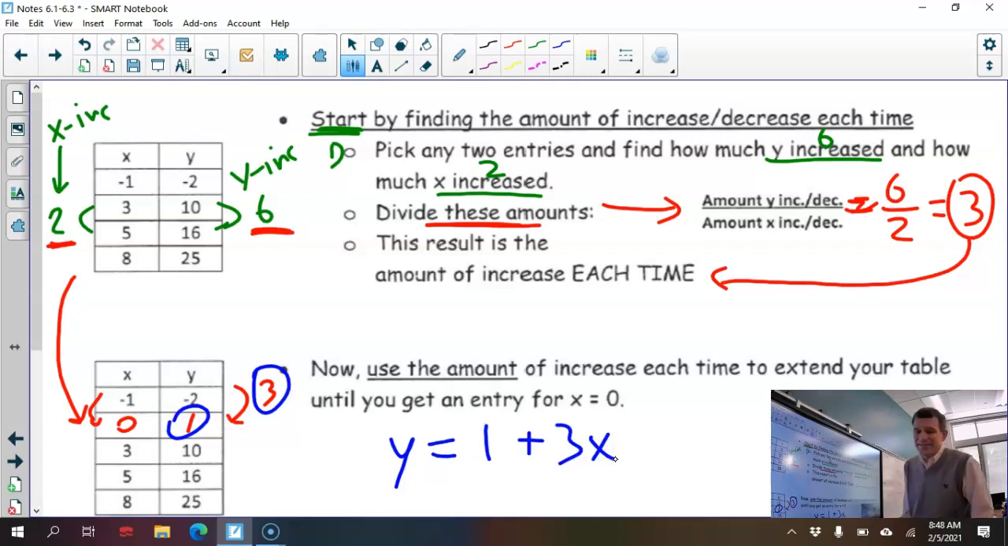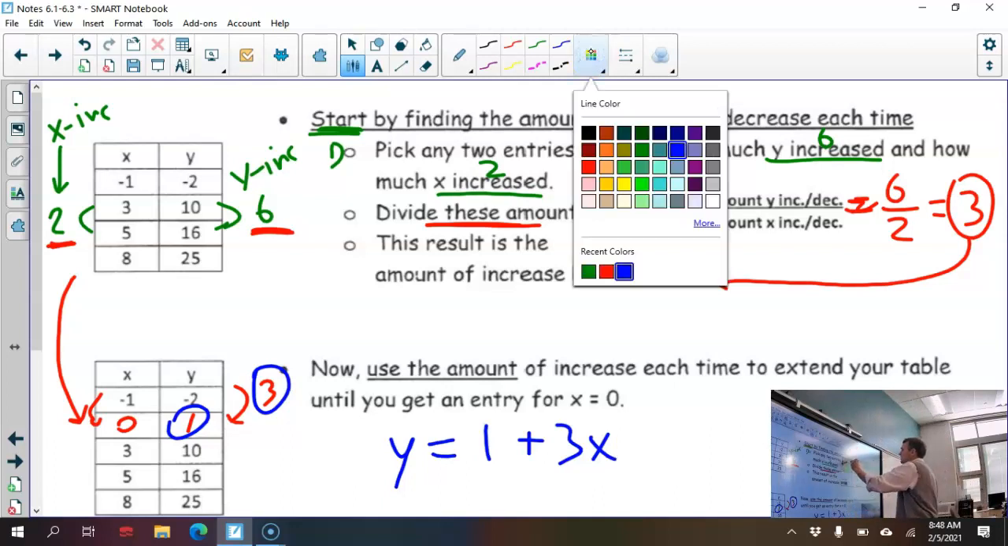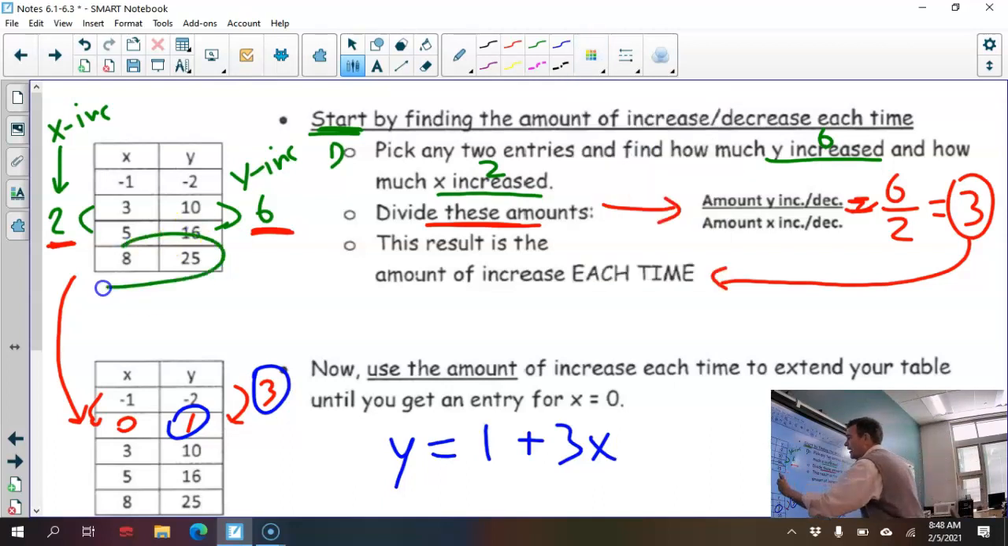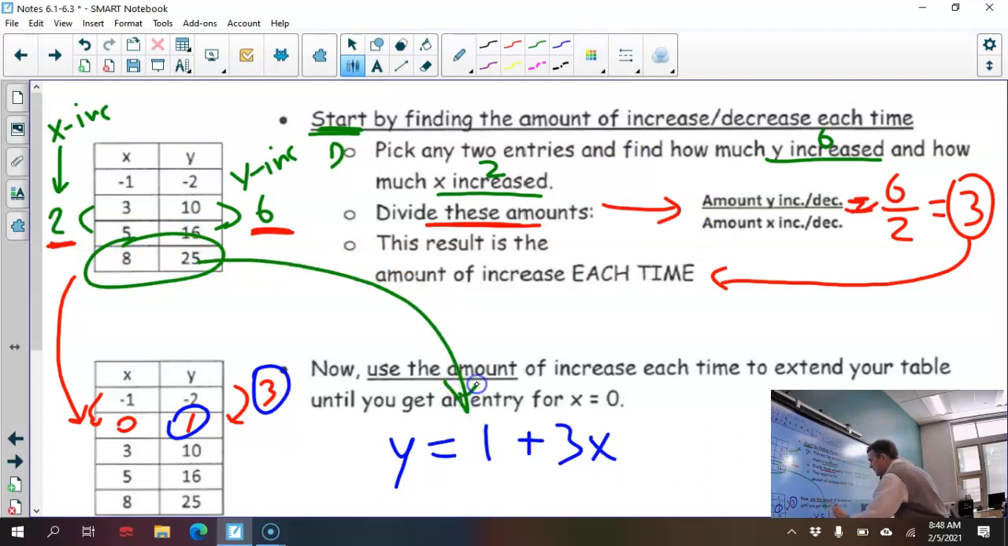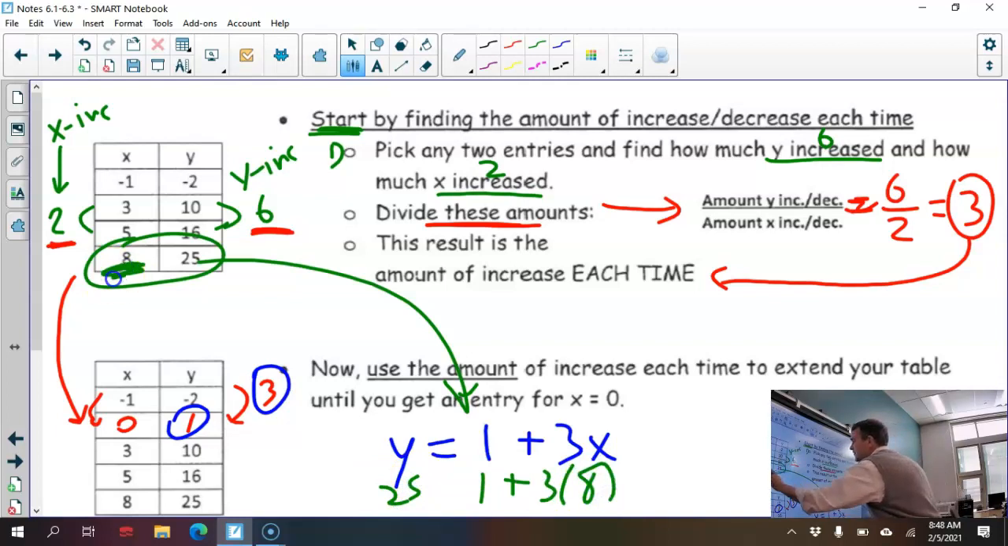And the last thing on this, you guys, you can always check your answer by taking another point and seeing if it works. Does 25 equal 1 plus 3 times 8? When you put the 8 in for the x and the 25 in for the y? It does. I have found the correct answer.